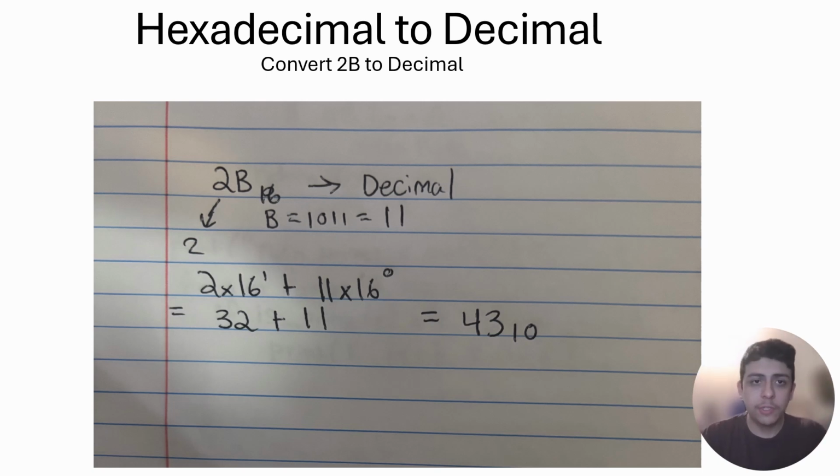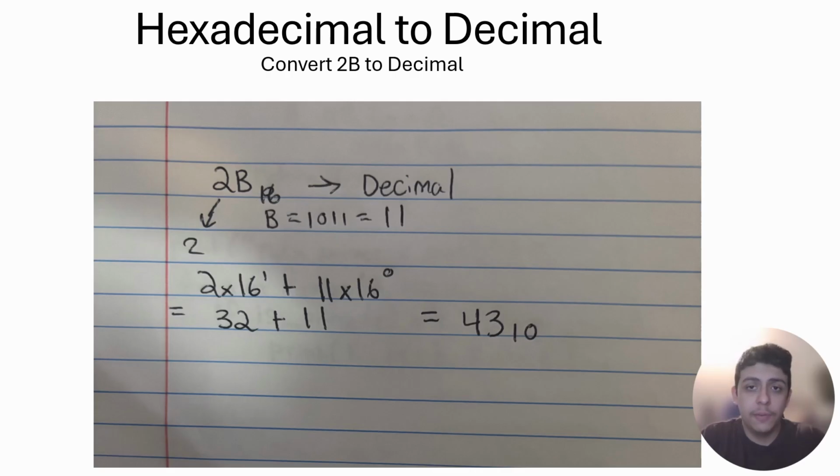Okay, so for this one, we're going in the opposite direction, from hexadecimal to decimal. Since hex is base 16, each position represents a power of 16. The idea here is that we convert each digit into a decimal value and then multiply it by its positional weight. In this case, B represents 11 in decimal. The 2 is in the 16 to the power of 1 place, so we multiply 2 by 16 to get 32.